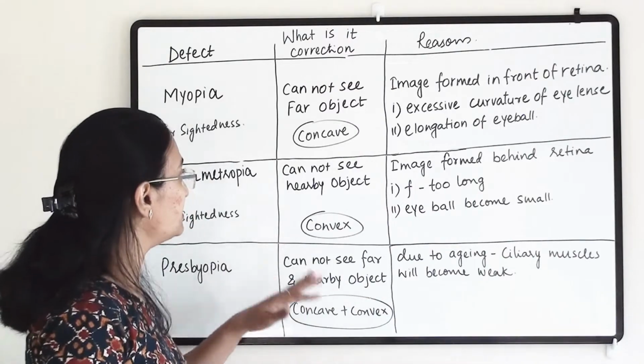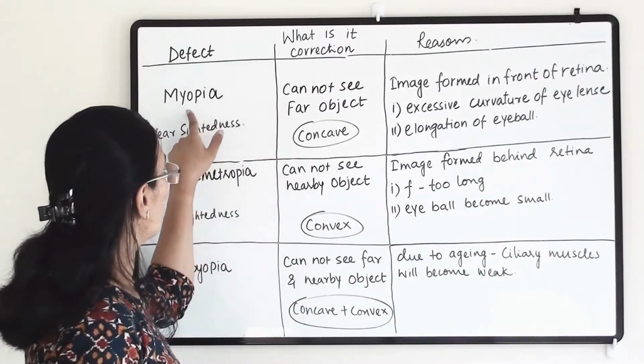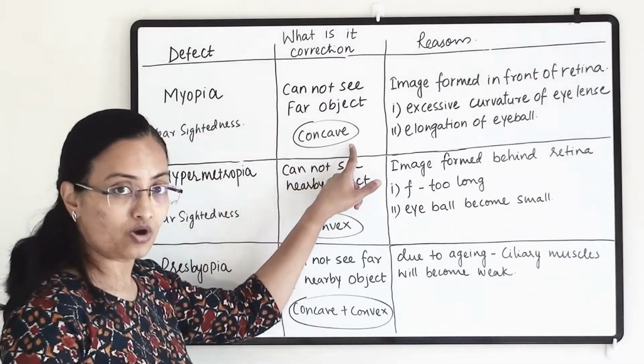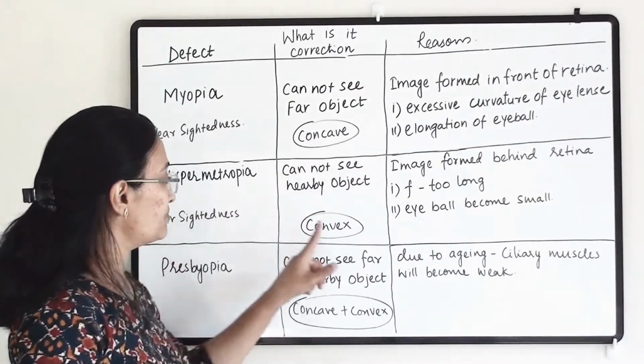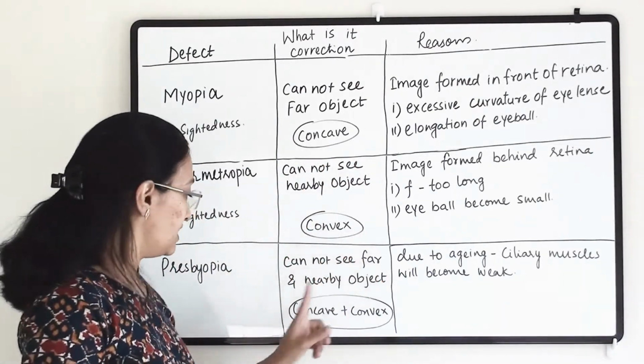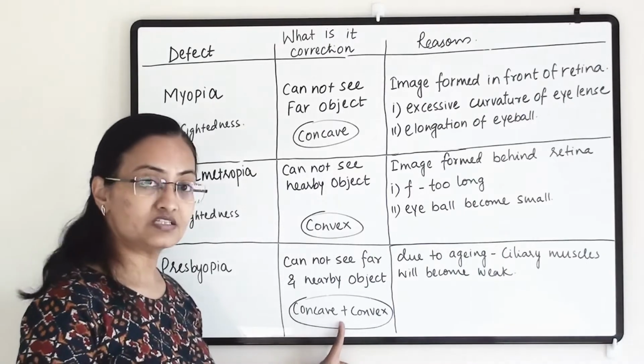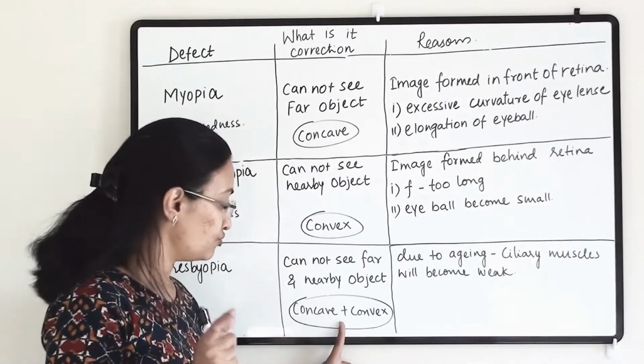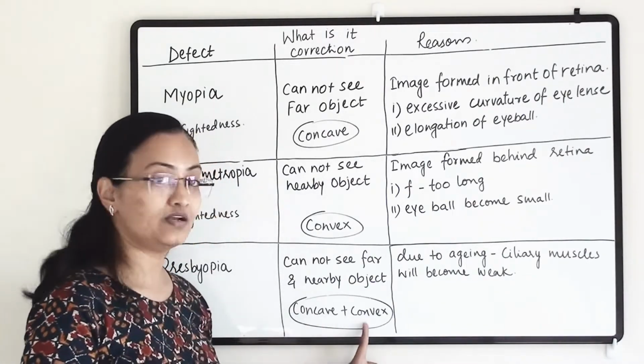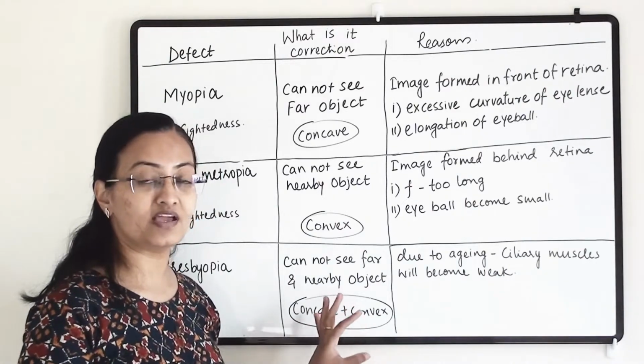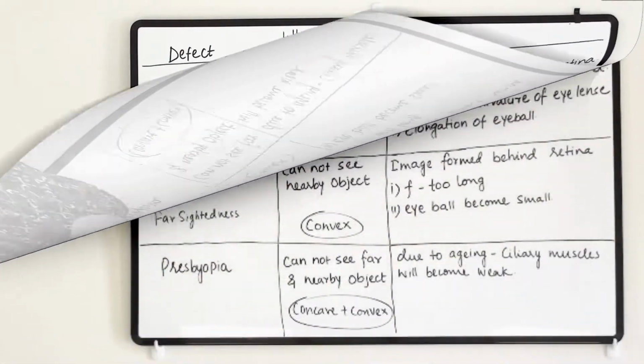Now how can we correct these defects? For myopia, we use a concave lens. For hypermetropia, we use a convex lens. And for presbyopia, the defect is a combination of both, so we use concave and convex lenses. This is also known as a progressive lens.